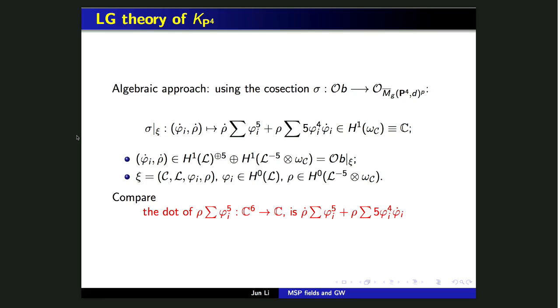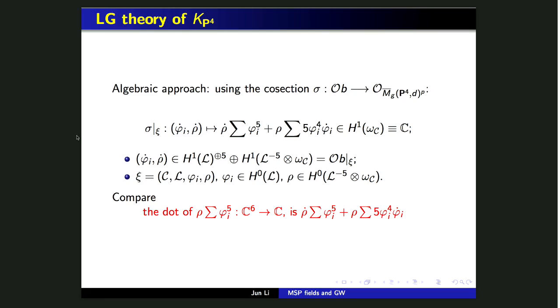The second line actually comes from differentiating, taking the variation of the LG function. I wrote you rho times the sum of x_i to the fifth power. And whenever you see delta rho, you replace it by rho-dot. Then you get the line, and in the end it lies in the H1 of omega_C. That's where we twist the line bundle L to the minus 5 by the canonical line bundle, because then we get the H1 of omega. But H1 of omega_C is canonically equal to C. So we get this LG function.